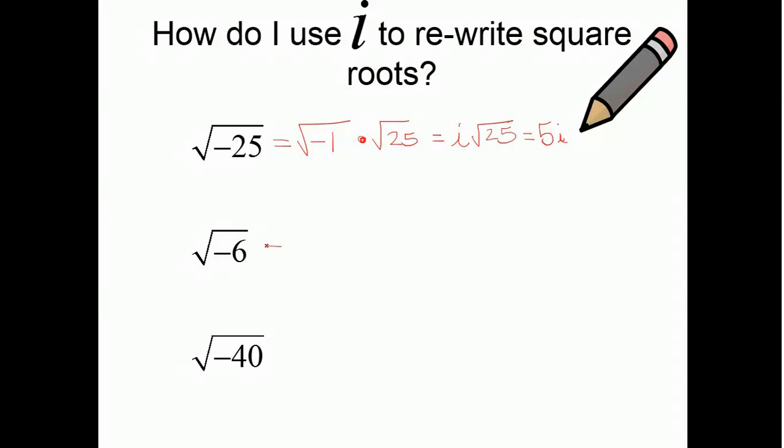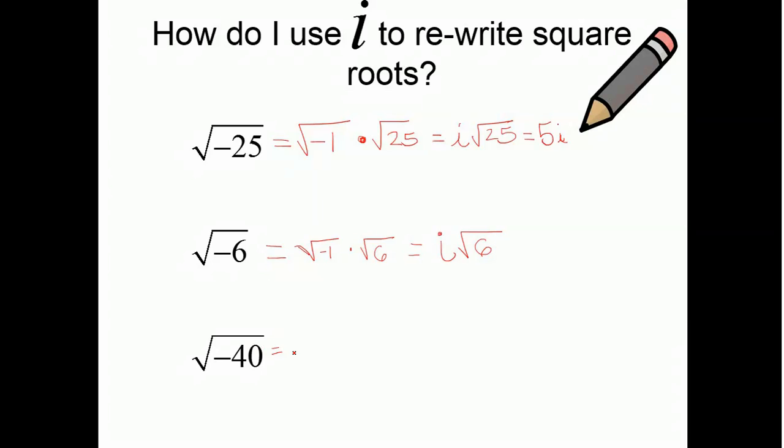What about the square root of negative 6? Same thing. We need to take out a negative 1, multiplied by the square root of 6. The square root of negative 1 is just i. And the square root of 6 doesn't simplify at all, so I can just leave that as i square root of 6.